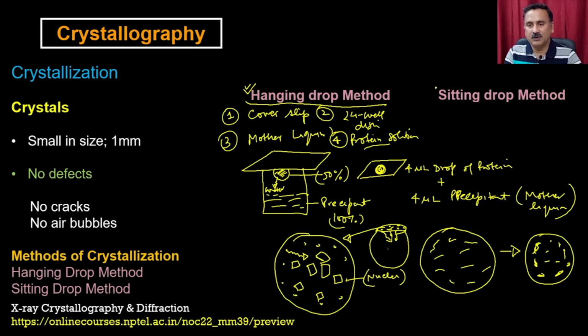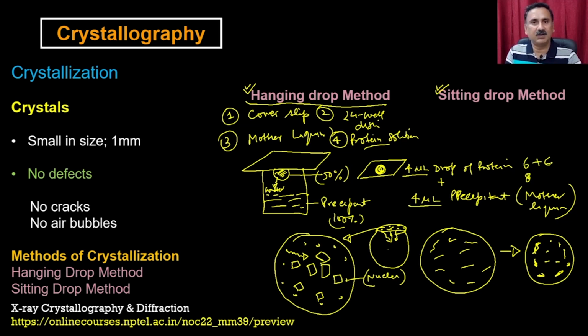You can also try out the sitting drop method, because one of the major limitations of the hanging drop method is that you are supposed to hang the drop into this particular 24-well dish, right? So in that case, there is a limitation on how much protein you can keep. You cannot go beyond certain concentrations, which means you can try out 4 microliter versus 4 microliter, you can try out 6 versus 6.